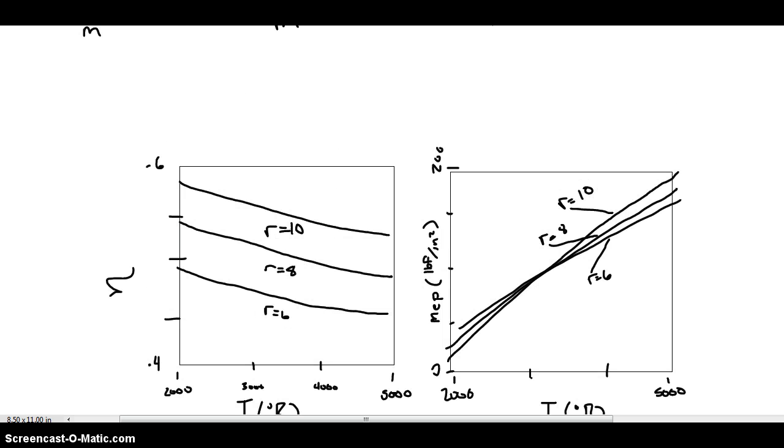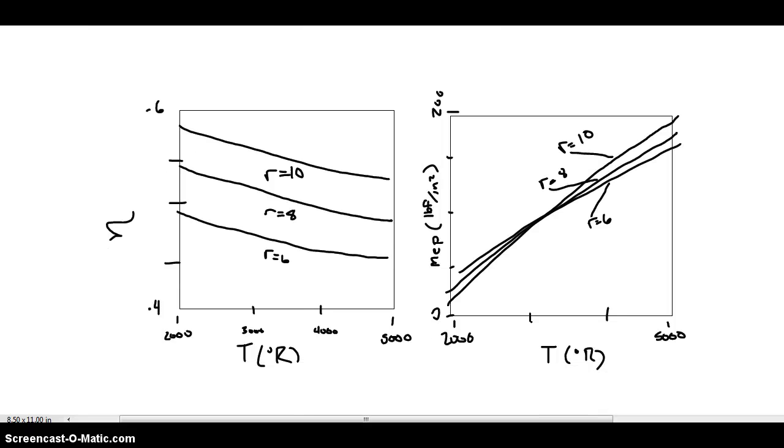The problem asks us only to plot thermal efficiency and mean effective pressure versus temperature for our three different compression ratios. So there's the graphs.